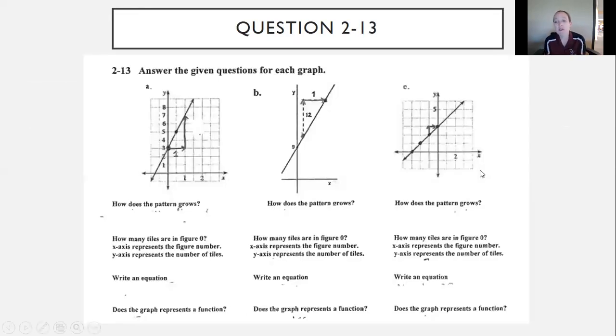All right, so let's see if we can put all of this together. Remember, sometimes we'll give you a table, sometimes we'll give you a graph, sometimes we'll give you a story problem, but you have to be able to find growth, and you have to be able to find the starting point no matter what we give you. So let's take a look at this first one.